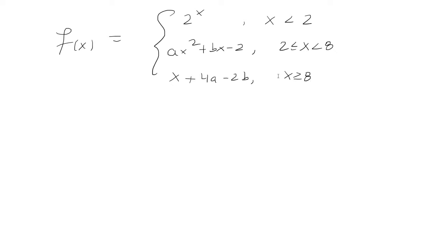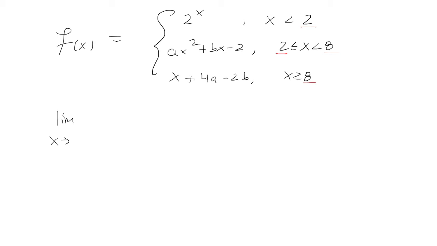First thing we want to do here is find values of a and b that make f continuous everywhere. So in order for this to be continuous everywhere, we want the limits at these endpoints to be equal. Notice 2 is going to be one of the places, and then 8. Everywhere else is going to be continuous, since 2 to the x is an exponential function that's continuous, and this one is a quadratic, and this is linear. So we just have to look at the endpoints here.